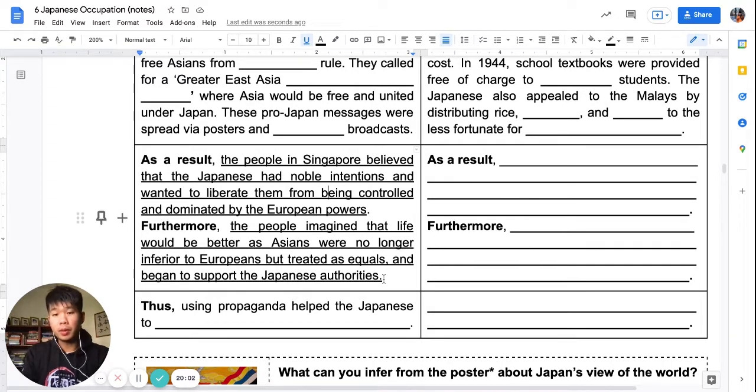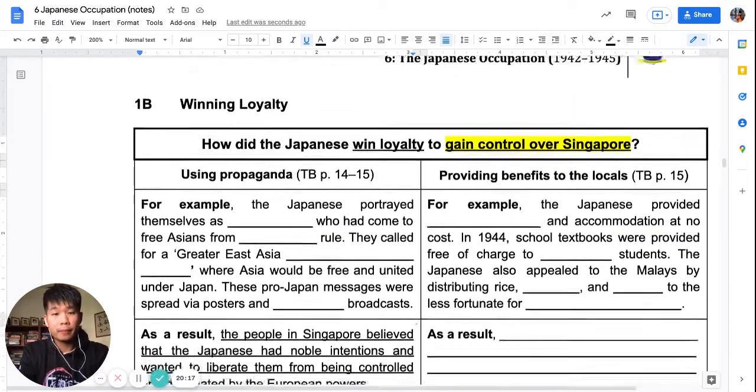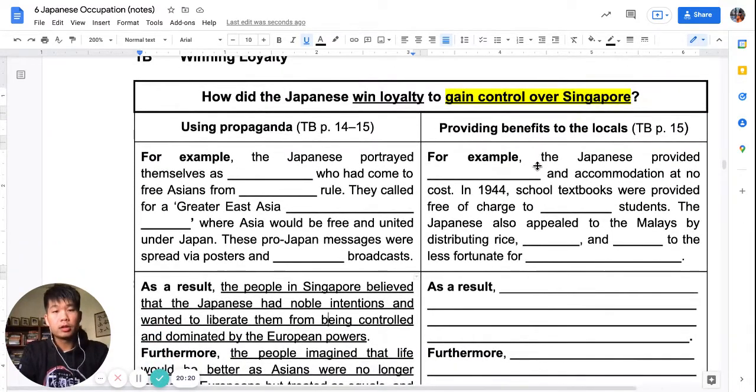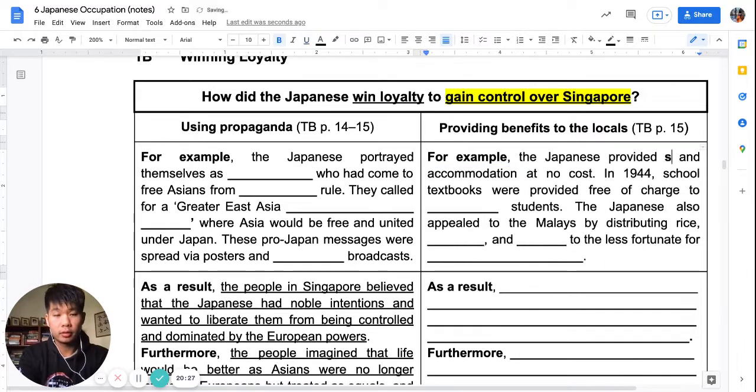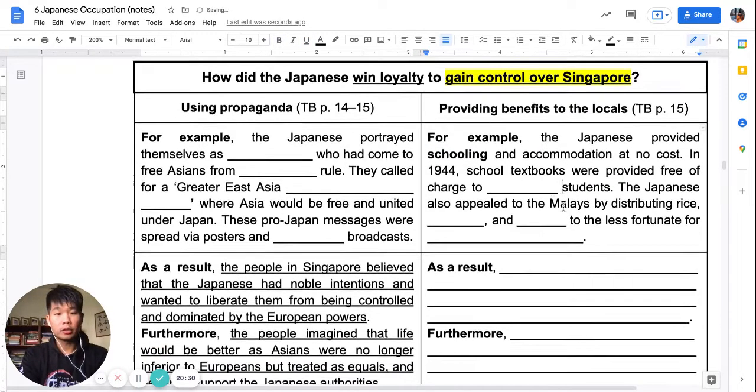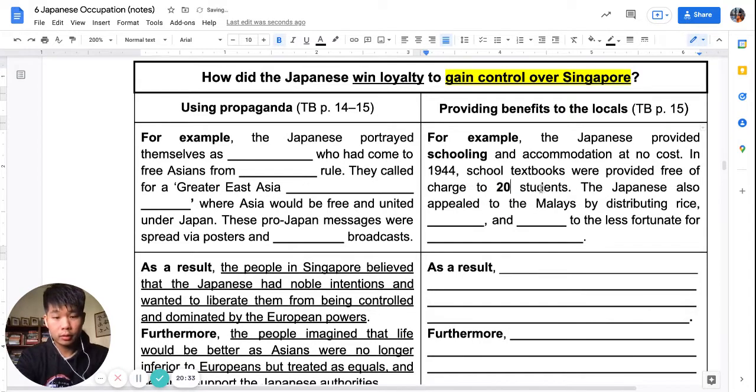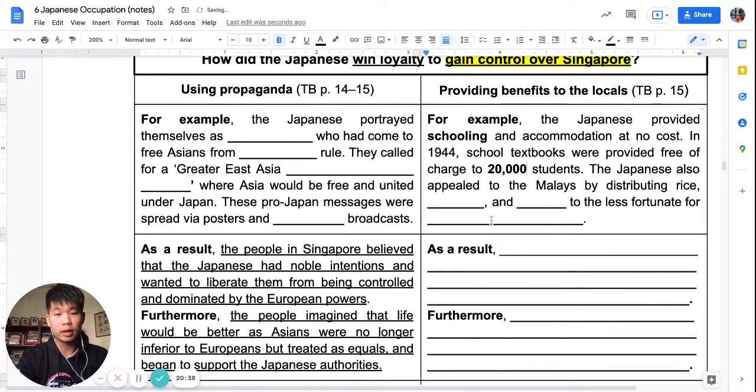And furthermore, maybe the people felt that Asian rulers were better after all. Asians would treat them with equality, and so propaganda helped win the Japanese support from the local people, which increased their control. Fine. What else? Benefits. So the Japanese won loyalty by providing benefits. What are these benefits? They gave schooling and housing, right? And school textbooks were given to 20,000 students. I did this in class for some classes. This was homework for other classes.